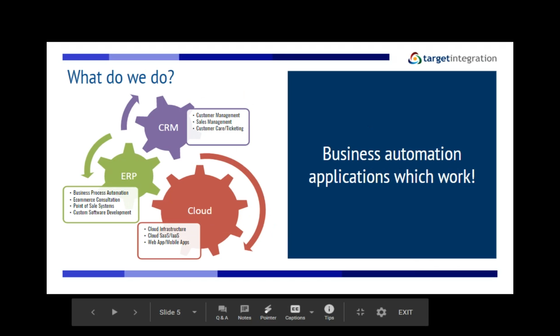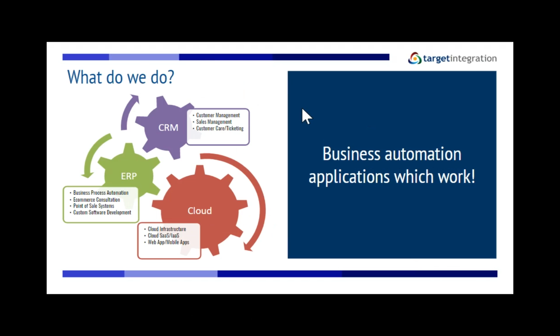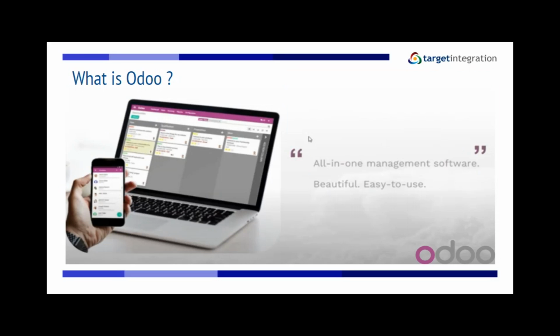So what we do, as you can see on the slides, the big picture mentions CRM, ERP, cloud, and business automation applications. We basically implement and integrate various CRM and ERP software in relation to your customer management, sales management, customer care, and help desk, with Odoo being one of them. We implement the system both on the cloud as well as on premises. Now let's jump into what is Odoo. We are the silver partner for Odoo in the UK and Ireland.